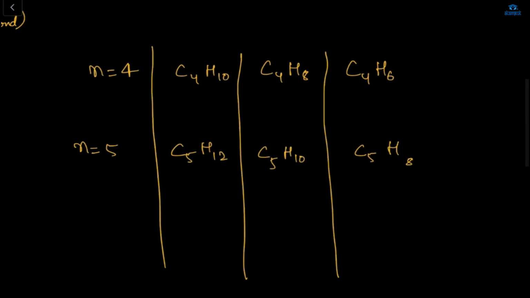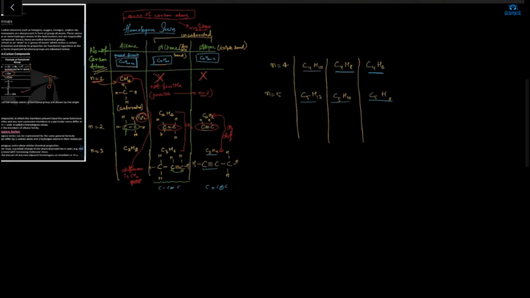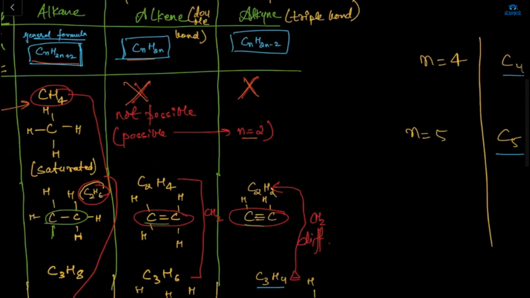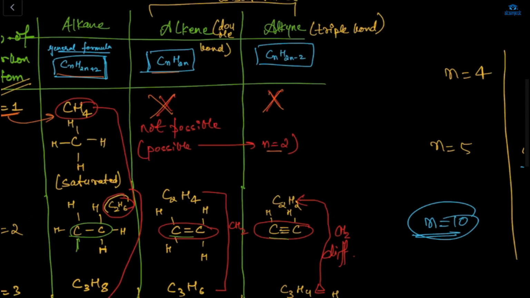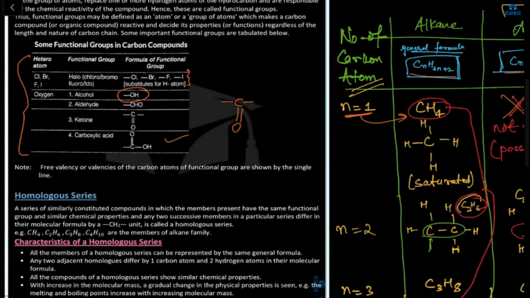If I'm taking n equal to 4, it will be C4H10, C4H8, C4H6. N equal to 5, C5H12, C5H10, and C5H8. So you have to make it till n equal to 10, of all the alkanes, alkynes and alkenes. Okay, now you got it. What is homologous?